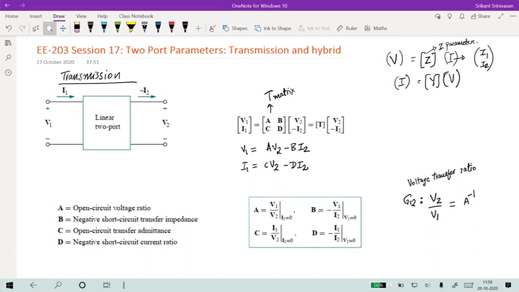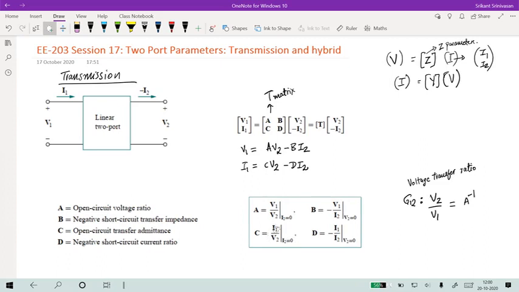So what is the interpretation of these terms? D is the short circuit current ratio. It's negative. Normally you say the current ratio is I2 by I1. So this is the short circuit because V2 is 0 and it is negative because you're writing it as minus I2. So D is negative short circuit current ratio. C is open circuit transfer admittance. So there's a whole mouthful of terms over here, but they're all meaningful. B similarly is short circuit at the output, negative, and it's a transfer impedance because it's voltage by current. This is an open circuit transfer.